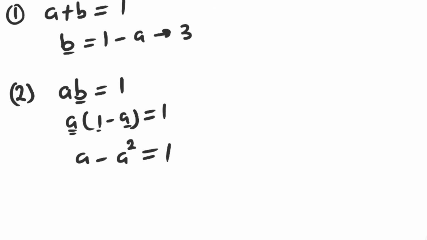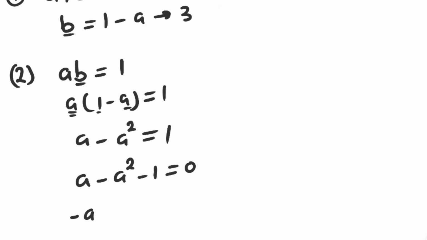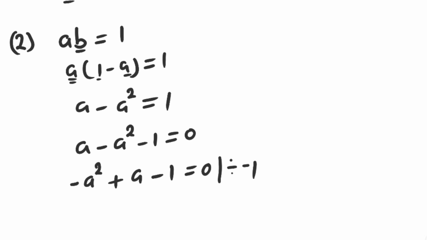Now this can be written as A minus A square minus 1 is equal to 0. Now let's put this in standard form. We have minus A square plus A minus 1 is equal to 0. Let's divide the whole equation by minus 1. Minus A square divided by minus 1 will be A square, then plus A divided by minus 1 is minus A. Minus 1 divided by minus 1 is plus 1, is equal to 0.